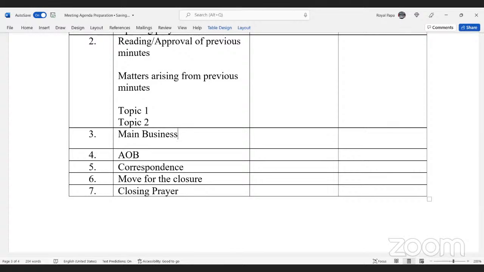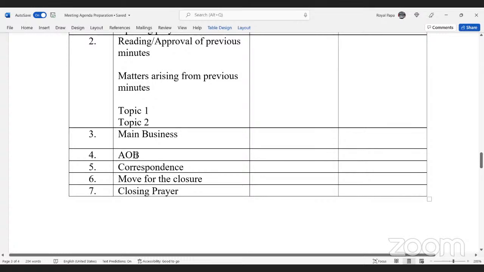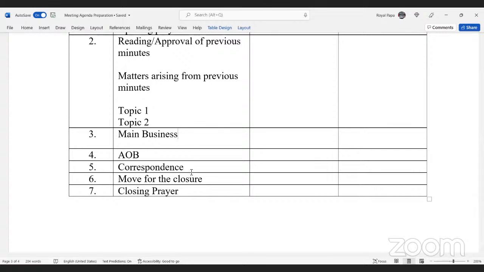You go through the main business, then you come to AOB, any other business. From there, you come to correspondence, and usually the correspondence would be letters you have received from other groups, invitations you have had, and all that must be there. It will say, this day we got a letter from Ohio, Illinois district informing us of this and that. And that must also be written there. What was the letter about? They were informing us of that.